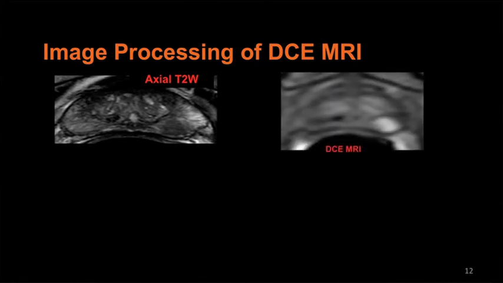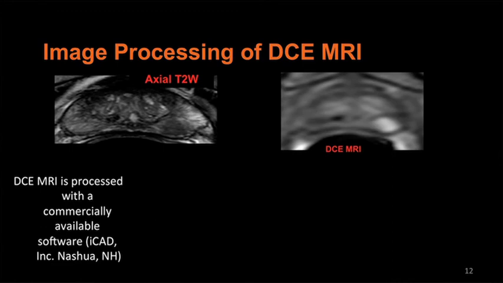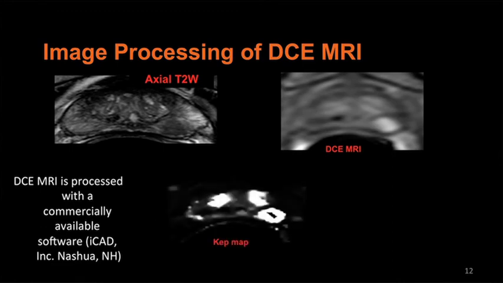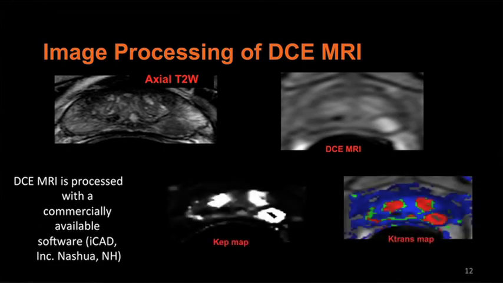We evaluate the DCE MRI data in 2 ways. We visually look at the enhancement of the lesions. As you can see in the sample, there is a lesion in the left mid peripheral zone. It is enhancing, it's the raw DCE MR image, but we also use a commercially available software for more quantification of this DCE MRI. We basically use iCAD software, and we're going to get more details about this.